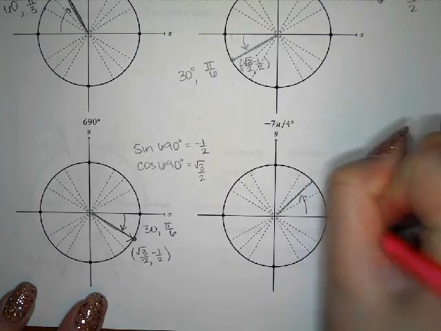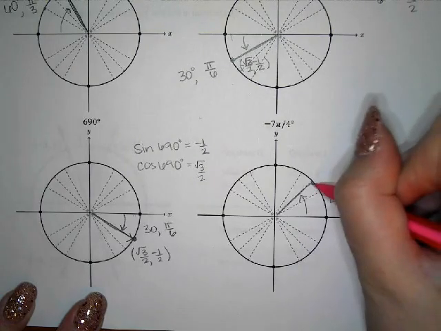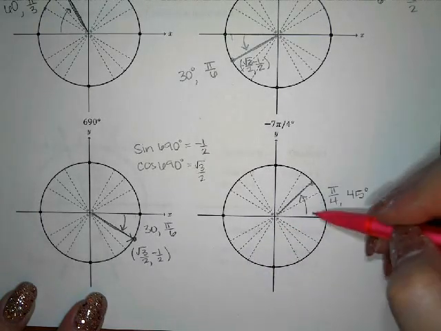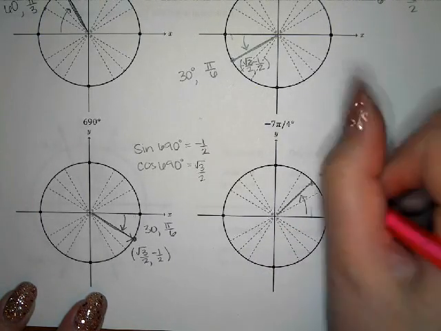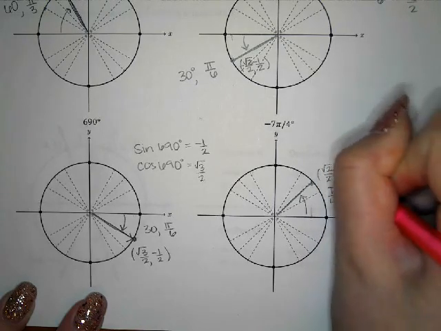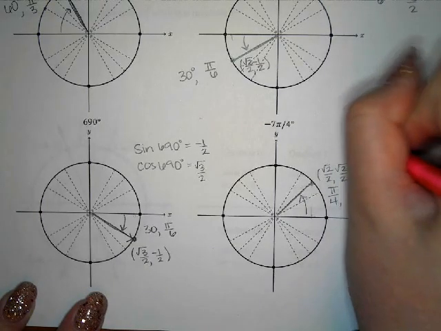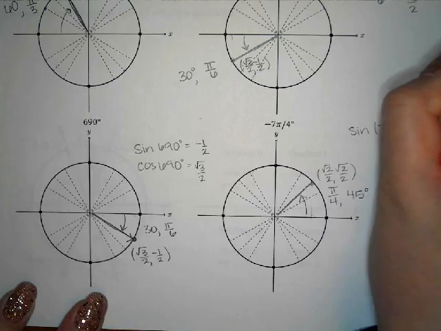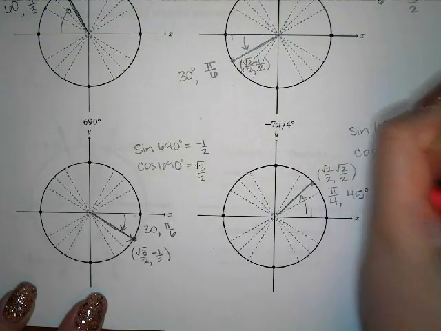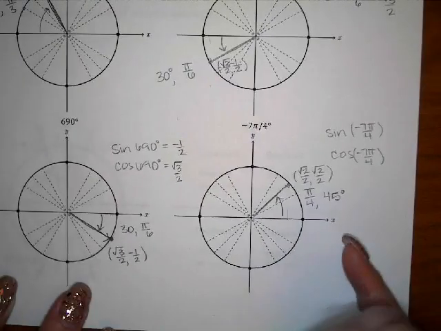And so right here we have that medium amount. We went to the right a medium amount. We went up a medium amount. And so this as an x and a y coordinate is √2/2, √2/2. So sine of negative 7 pi over 4, cos of negative 7 pi over 4. The x and the y coordinate are the same. They're both just √2/2.